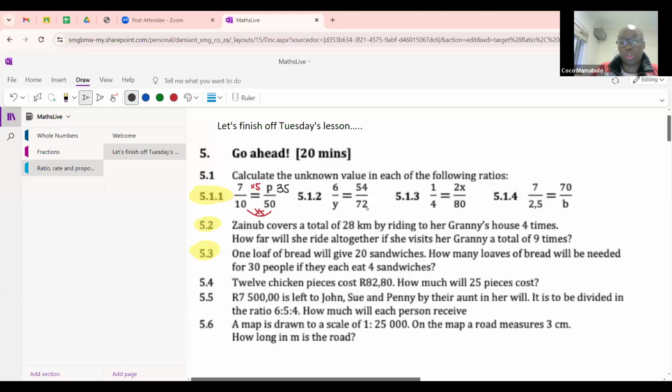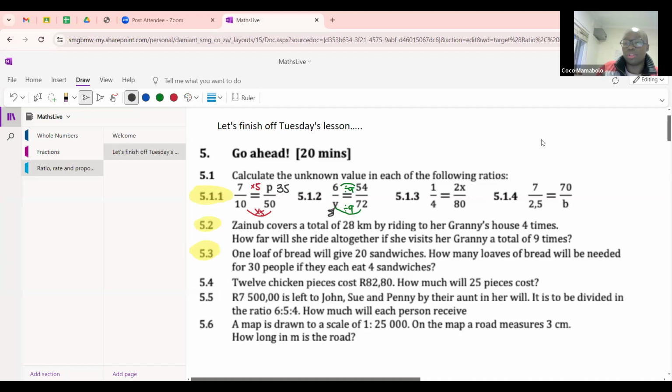Let's do 5.1.2. So it is 54 divided by 6, and you get 9. So technically we're dividing by 9 over there. So what must we do down here? It's going to be 72 divided by 9. That's it. Good. 72 divided by 9 would give us 8. Excellent. Good. So the answer there is 8.